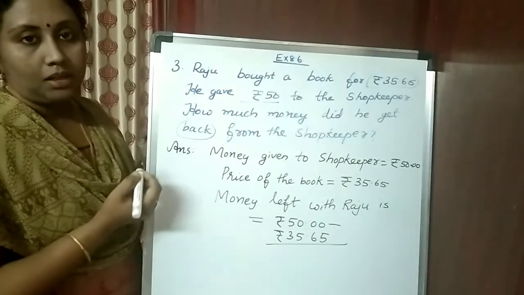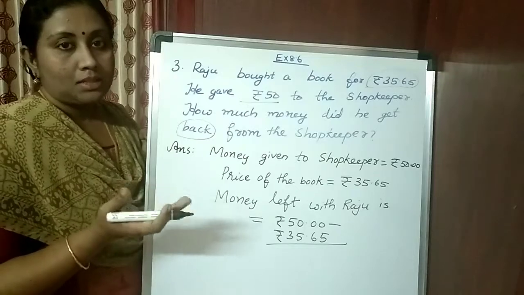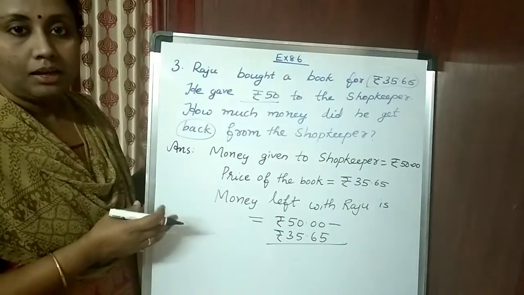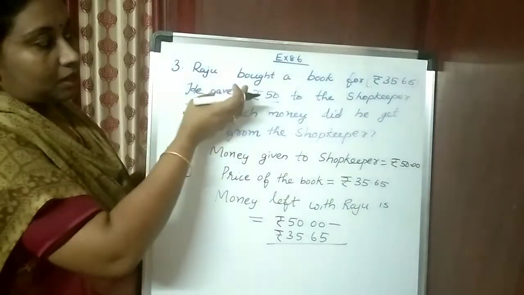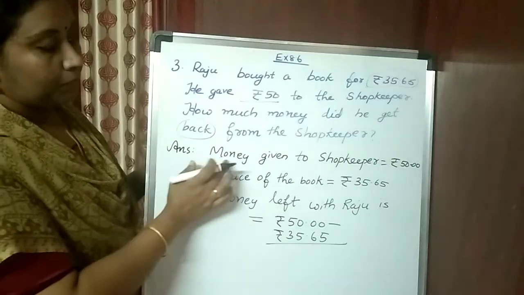If in your question there is something like "get back" or "how much money is left with her", such type of words in your verbal problems, you subtract the given numbers. Okay. Then which are the given things? That is your steps. Which is your first step?